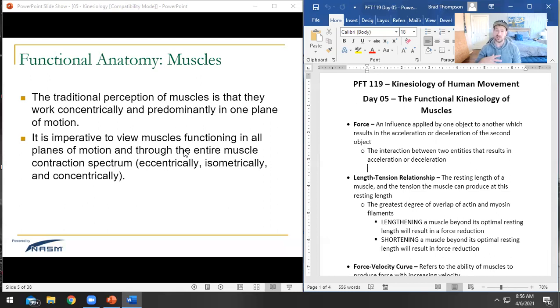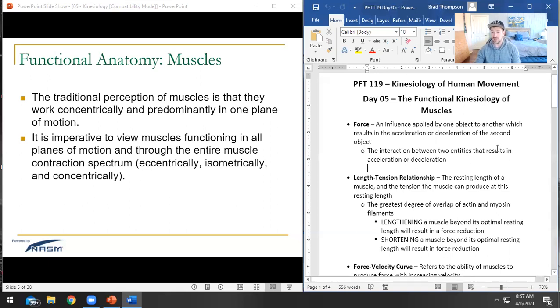I don't want my muscles to be weak when I stretch them out, because they might pull, they might tear. We might not get exactly what we want out of that. So it's really important to make sure that we are working all of our muscles in all three muscle contractions. And we want to make sure that we're working them through multiple planes of motion, because a lot of times this is another problem that we see.